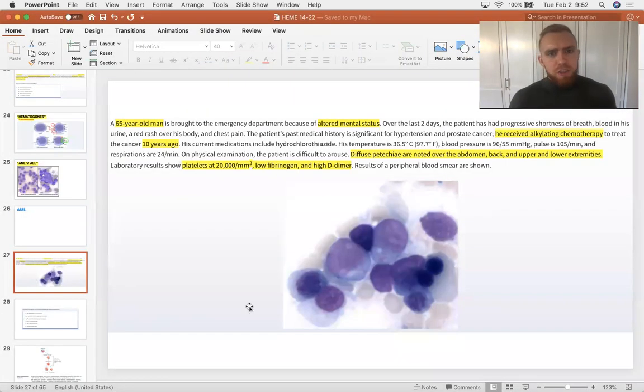Here's another classic presentation. 65-year-old man brought to the ED with AMS. He received alkylating chemotherapy to treat prostate cancer a decade ago. And he's complaining now of shortness of breath, hematuria, red rash over the body, and chest pain. So the rash is actually going to be a petechial rash indicating low platelets. And this patient also has low fibrinogen and high D-dimer. So you suspect that this patient's actually in DIC.